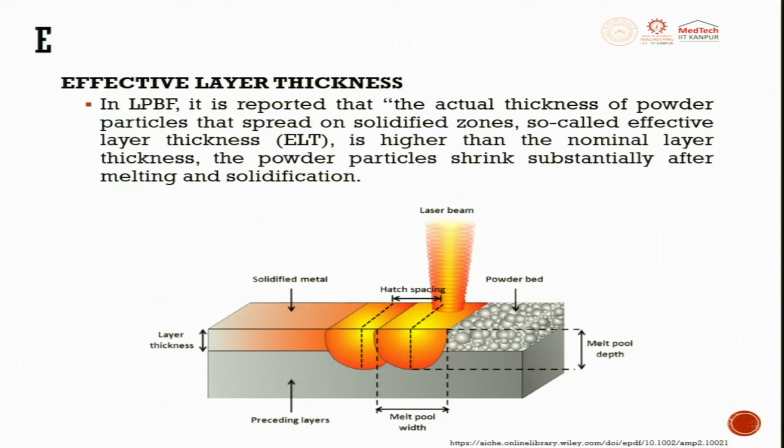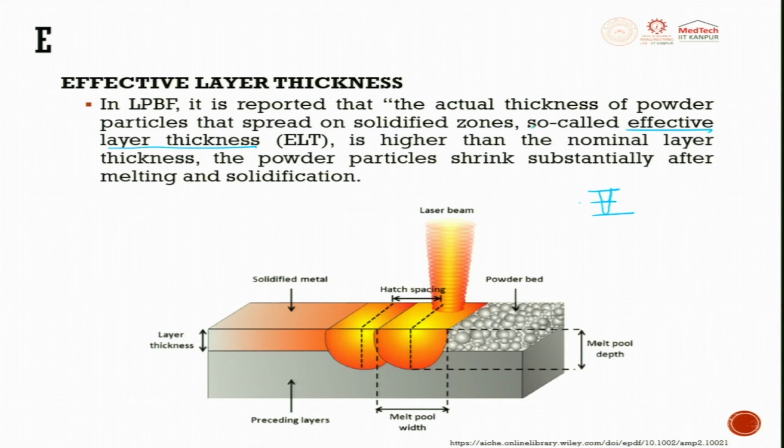Effective layer thickness. Everywhere we talk about layer by layer by layer. The effective layer thickness is the actual thickness of the powder particle that spreads on the solidified zone, and it is higher than the nominal layer thickness. So, nominal layer thickness will be this much, effective layer thickness will be this much. Every time you hit the laser, it is expected to act here, but it also goes to the last part and comes back.